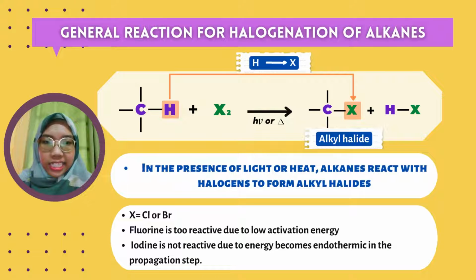General reaction for halogenation of alkanes. In the reaction, an alkane R-H reacts with a halogen molecule X2 in the presence of UV light or heat to produce an alkyl halide and a hydrogen halide. X in a general reaction represents a halogen, and as we know, the halogen elements are fluorine, chlorine, bromine, and iodine.